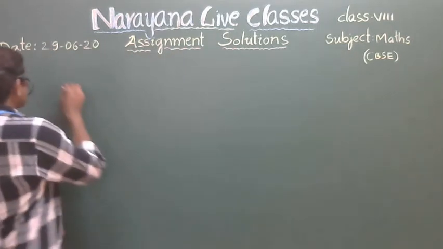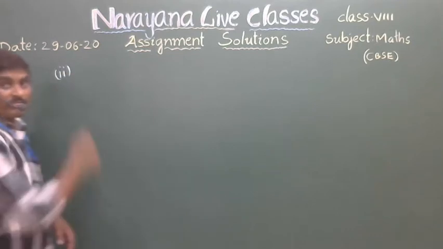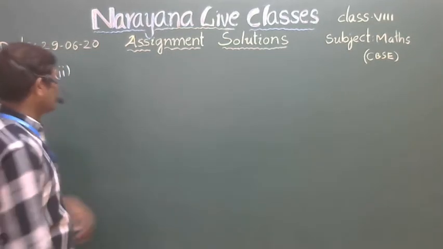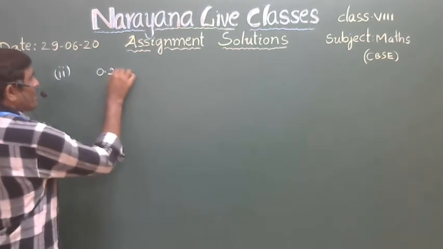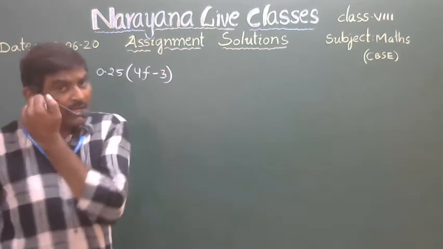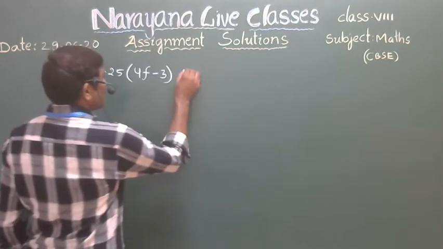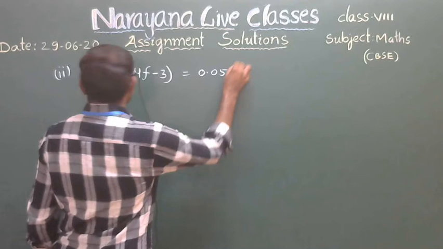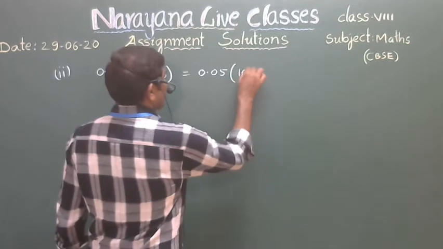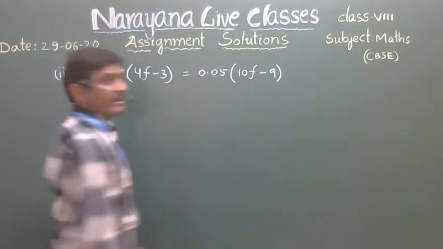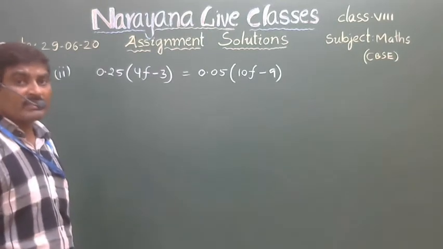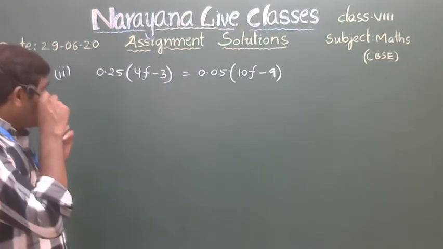Now in the first Roman, the second question is 0.25 into 4f minus 3, equal to 0.05 into 10f minus 9. So here the variable is f. So to solve this linear equation, we need to find the value of f. Okay, see here.